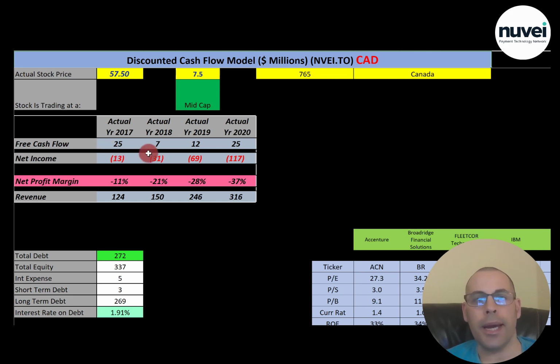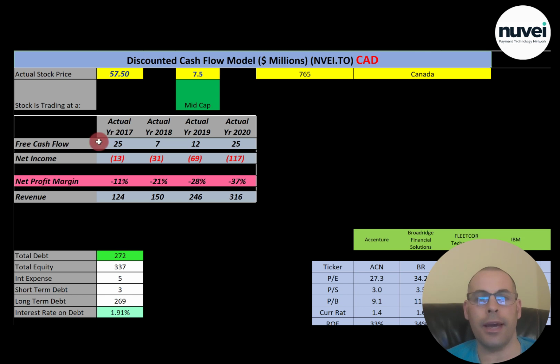So this company has positive and fairly consistent free cash flow each year, so that's good. They're generating more cash than they're spending. Although their net income looks pretty bad. Net income is revenue minus expenses. It's the bottom of the income statement. It's your profit and loss.